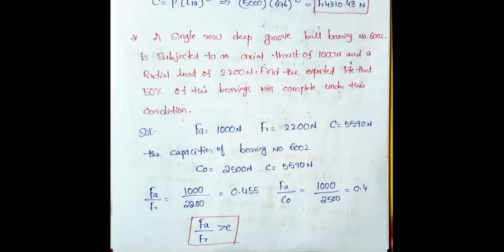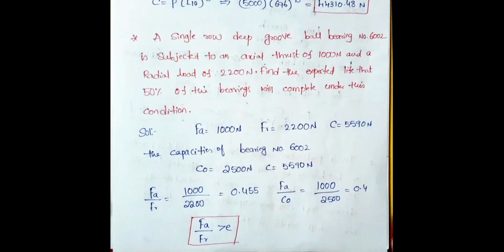Suppose we are having 0.4, and the corresponding value is, let us say, 0.24. Let us assume that FA by C naught value is 0.4, the corresponding E value is 0.2, or let us assume 0.27 or something like that. E value is 0.27. Now calculate FA by FR value.